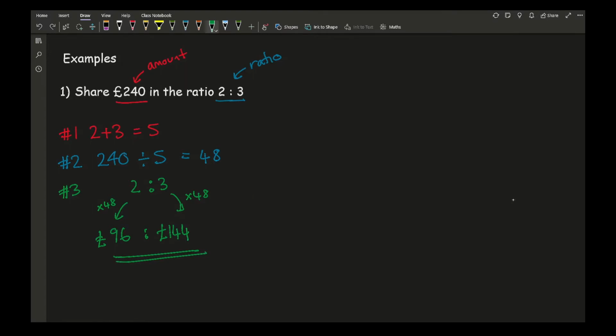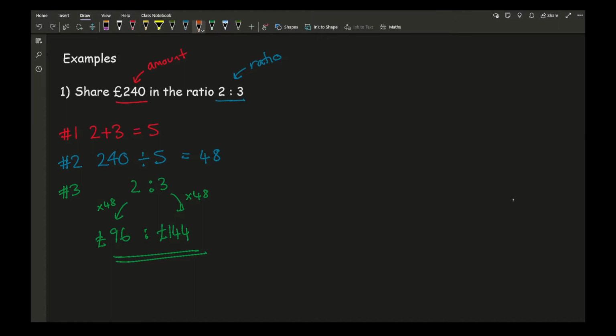Now again, we want to make sure we've written down the units, which we have, and make sure the order in which we've done it is the correct order of the ratio. So here you can see by how I've set out the working, in step 3 I wrote my ratio, multiplied by 48, wrote down the answer, then wrote down 3 times 48 and my answer. In my ratio, the smaller number is first. In my answer, the smaller number is first.